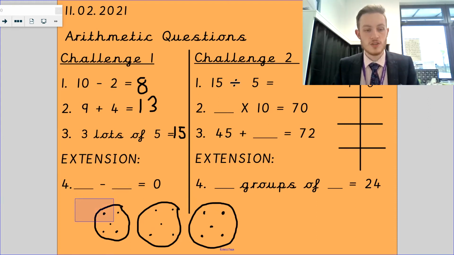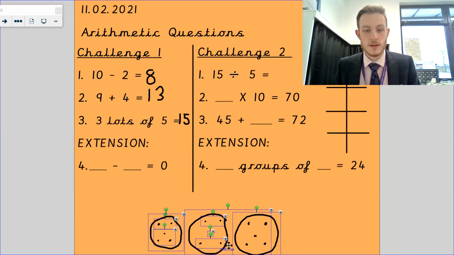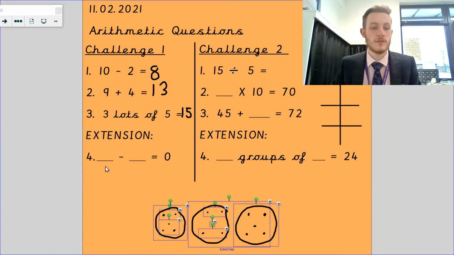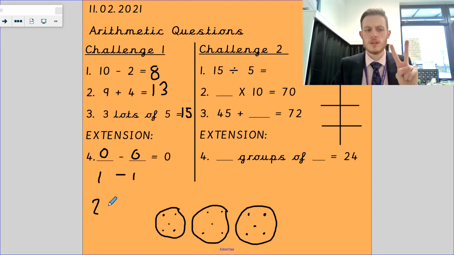So the extension that we're going to be doing, let me just shuffle those down there. Perfect. So the extension that we've got going on for today is something take away something is 0. So I guess you could have nothing, take away nothing if you wanted. You could have 1, take away 1. If you've got 2, then to get to 0, you need to take away 2. You've got 3, and you take away 3 to get to 0.